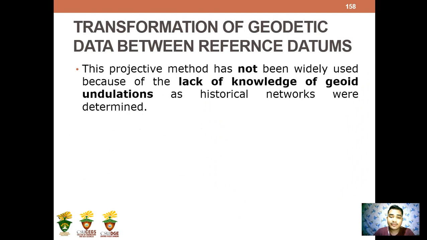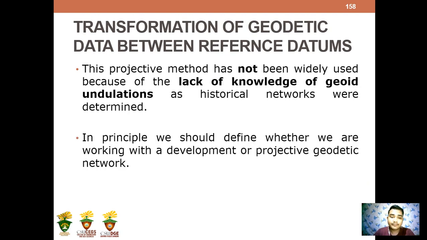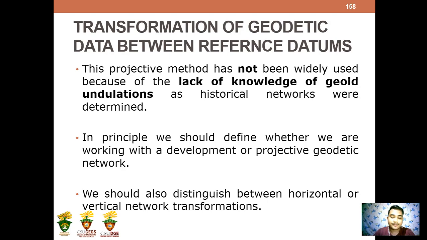This projective method has not been widely used because of the lack of knowledge of geoid undulations, as historical networks were determined. In principle, we should define whether we are working with a development of a projective geodetic network. We should also distinguish between horizontal and vertical network transformations. Lahi ang sa horizontal, lahi po ang sa vertical.